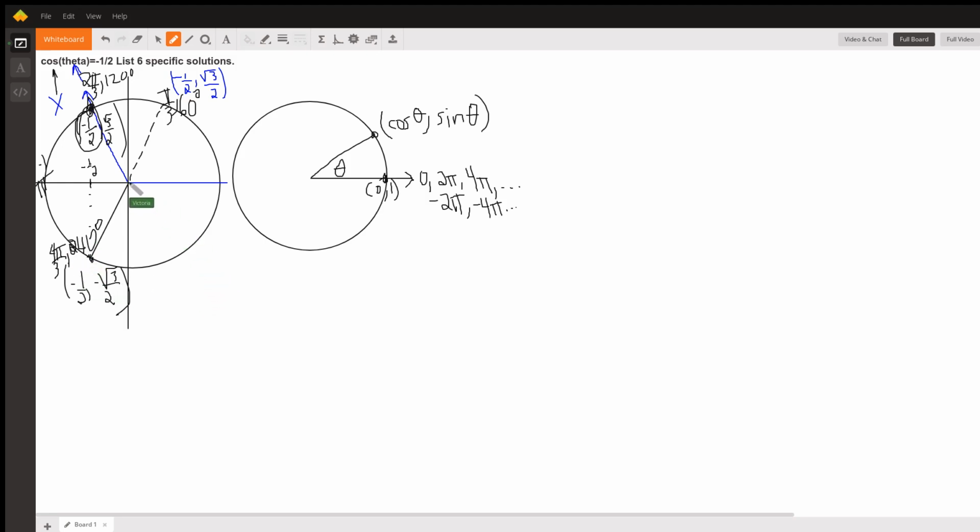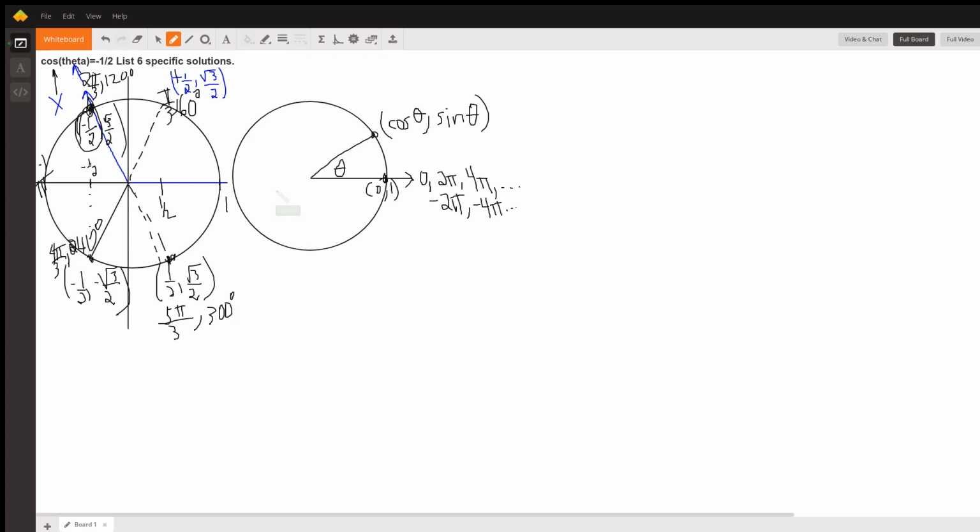Then the other one, I didn't draw that very well, but this one here is at positive 1 half, radical 3 over 2. Here's positive a half, here's 1. This one is at positive a half, radical 3 over 2. They always go together. And so this is at 300 degrees or 5 pi over 3.